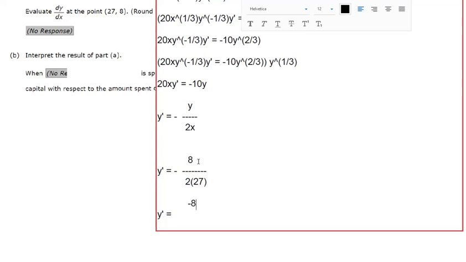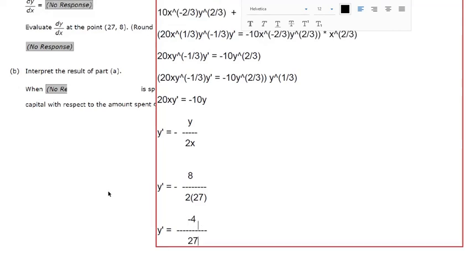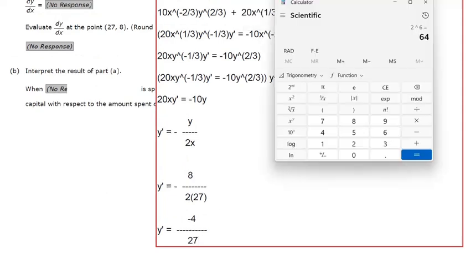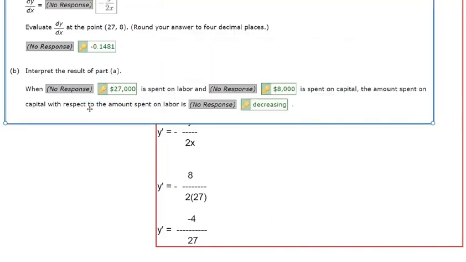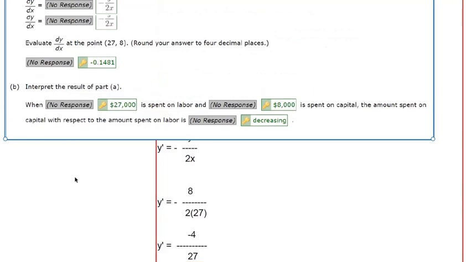That's -8 over 54. Can I simplify? Yeah. That's -4 over 27. I think that's as small as I can go. Then interpret the result. They just ask you to round this to 4 decimal places. So that's -0.1481 it seems. And then B says interpret the results. Oh, I just kind of gave them the answer.